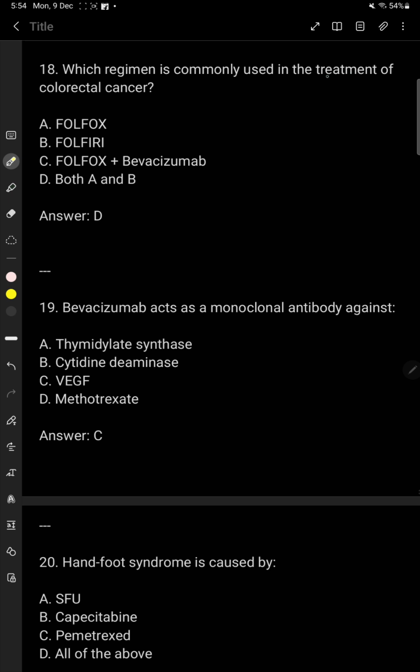Which regimen is commonly used in the treatment of colorectal cancer? FOLFOX and FOLFIRI, and bevacizumab is also used. So both A and B, that is FOLFOX and FOLFIRI. In FOLFOX, FOL stands for folinic acid, F stands for 5-FU, and OX stands for oxaliplatin. In FOLFIRI, FOL stands for folinic acid, F stands for 5-fluorouracil, and IRI stands for irinotecan. Both regimens are used for colorectal cancer.